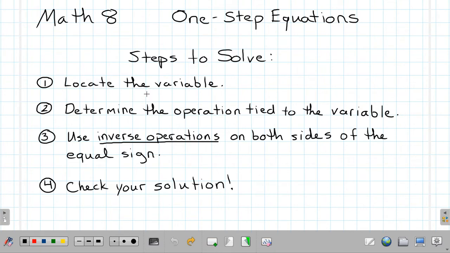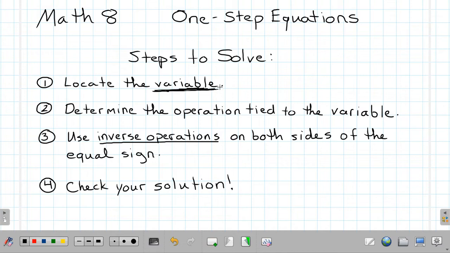All we're doing with these is they are taking the place of a number. So this variable is going to tell us what it is we're even looking for. We're looking for what this variable represents. What number is this variable? The second step is determine the operation tied to the variable.